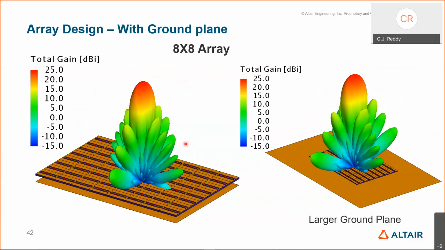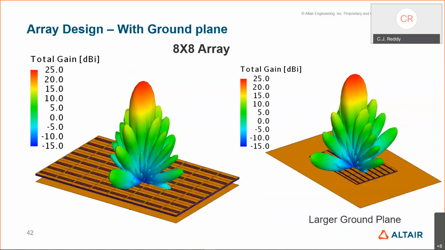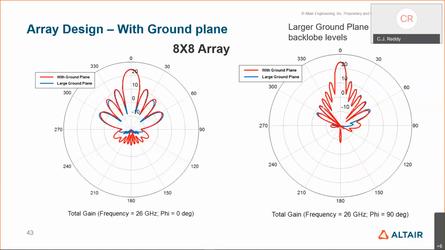So this is a simulation just to show that the size of the ground plane can affect your side lobes and those kind of things, and also the back lobes, which sometimes can cause interference into your other devices if you have too much back lobe, front to back lobe ratio. So this is showing that with a large ground plane, your back lobe is suppressed, as opposed to the ground plane that we have just covering the array itself.